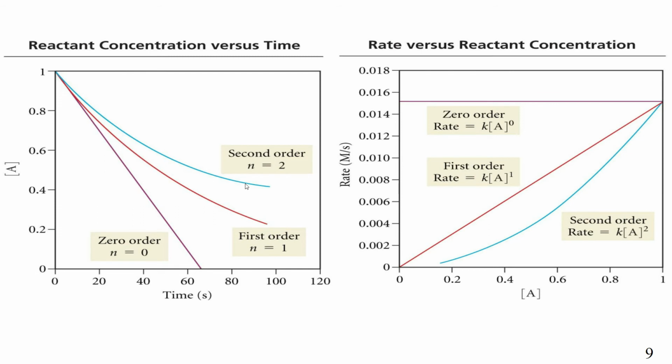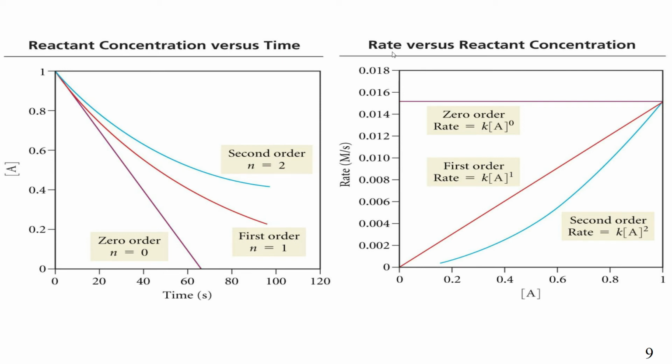Okay, so we can see here with zero order, over time it's like a linear progression going straight down. Then first order is going down too, and second order is actually the fastest decreasing over time. What I'm going to show you over here is how our rate is going to be impacted by these orders.